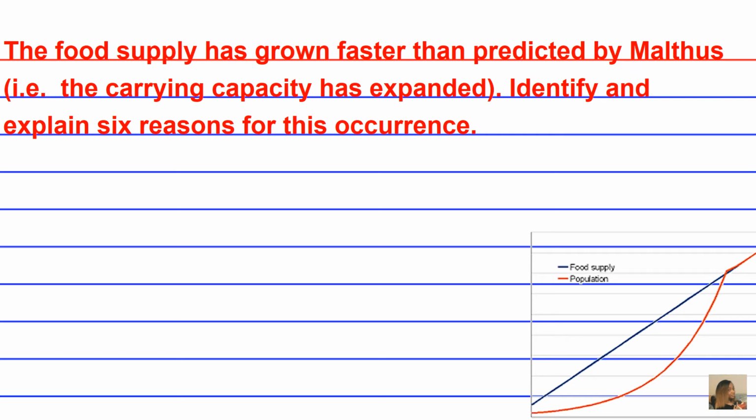A third reason the food supply has grown faster than predicted by Malthus is the ushering in of the Green Revolution, which entails a few things. So I'll give you a moment to formulate and write out a correct answer. Press pause if you need to.